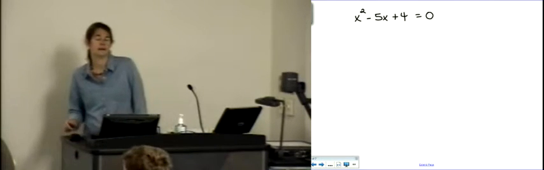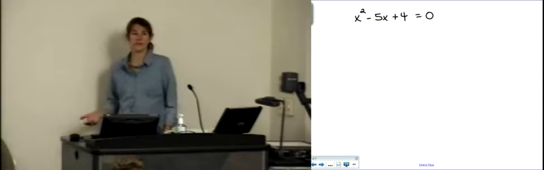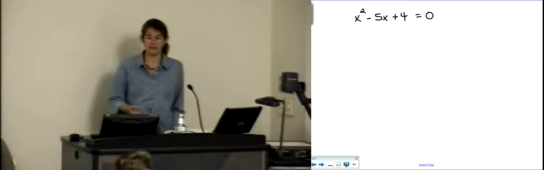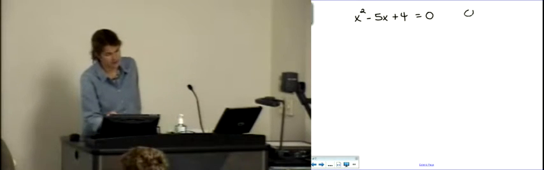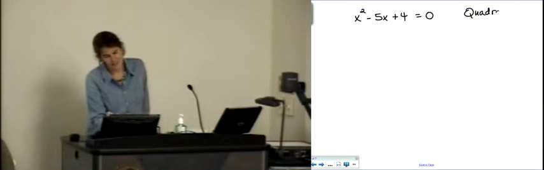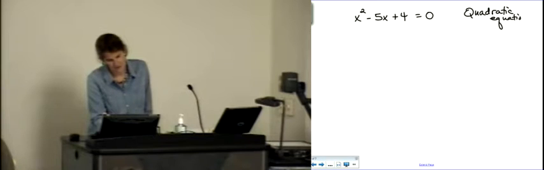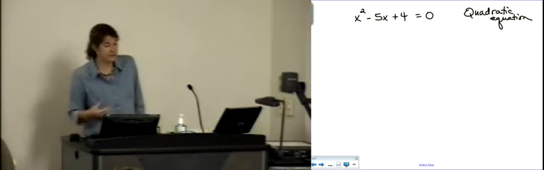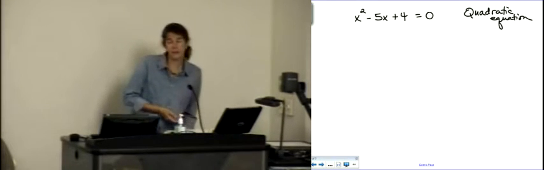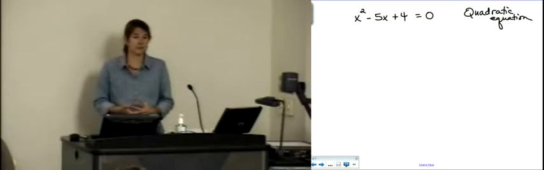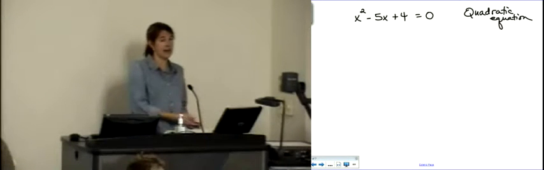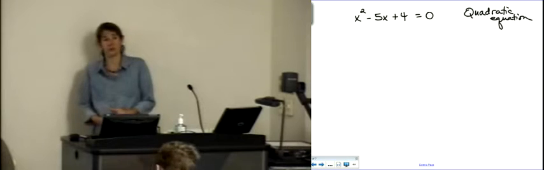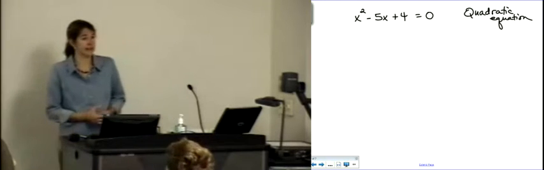x squared minus 5x plus 4 equals 0. What type of equation is this one? It's a quadratic. It's a quadratic equation, right? Why is it a quadratic equation? Because you got a parabola out of it. Okay, when you graph it, its graph will be a parabola. It has that x squared term. It's a second degree equation. The highest power on a variable is a 2. So we see that as a quadratic equation.